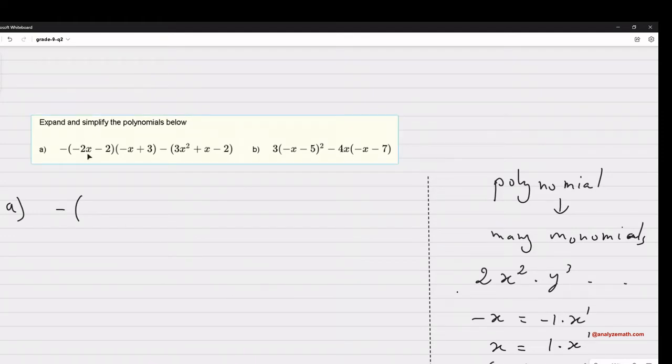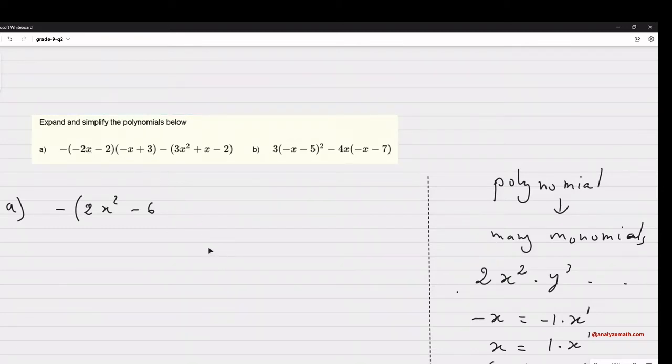So we have negative 2x by negative x. Negative 2 by negative 1 gives me 2. And then x multiplied by x, that gives me x squared. Good. And then negative 2x by 3. So I multiply negative 2 by 3. That gives me negative 6. And then x I multiplied by what?